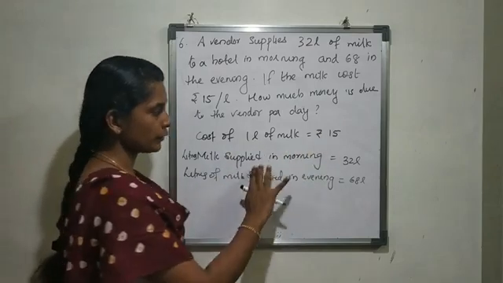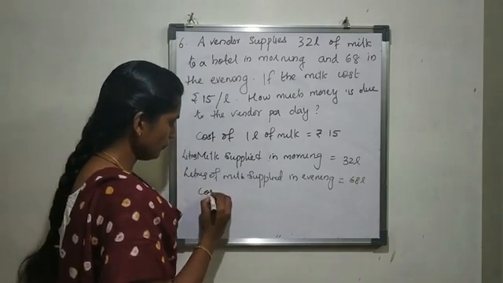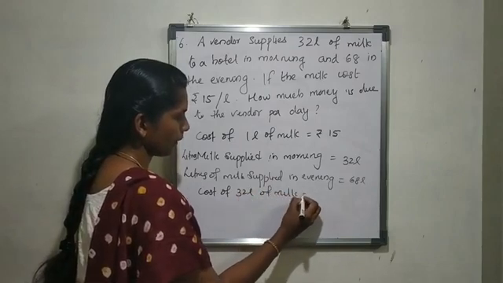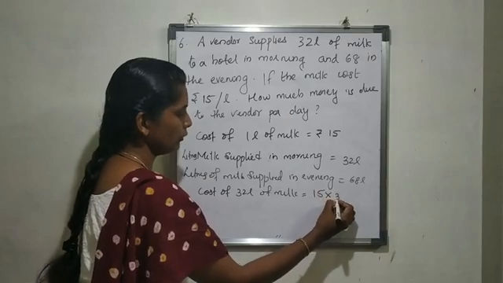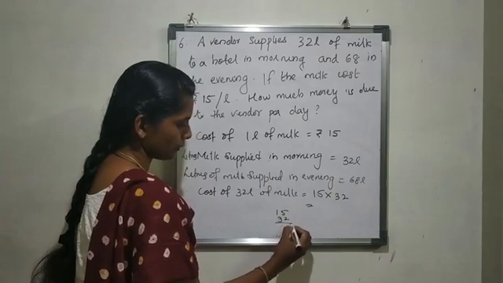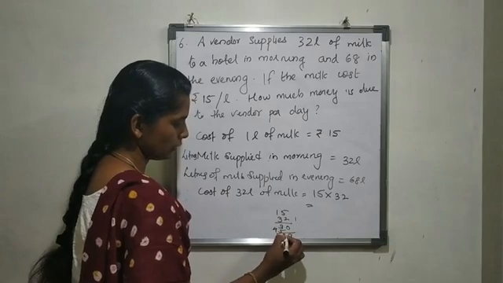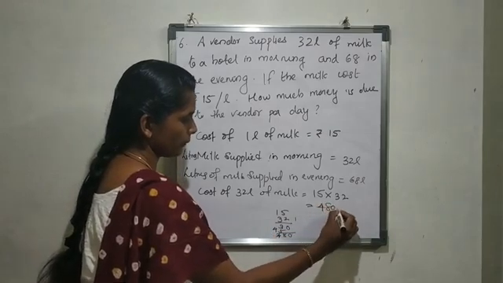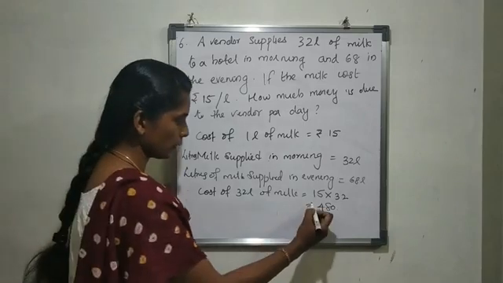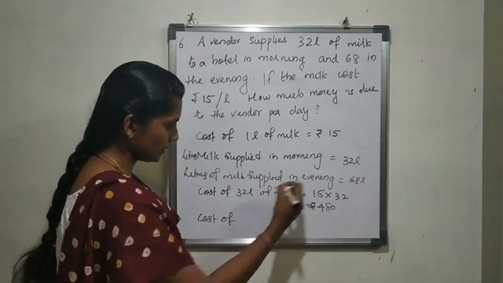Then we have to find the cost of 32 litres and the cost of 68 litres. Cost of 32 litres of milk. That is 50 for 1 litre, so 50 into 32. 5 2s are 10. 5 3s are 15. So 1600. This is the cost of 32 litres of milk, rupees 1600.